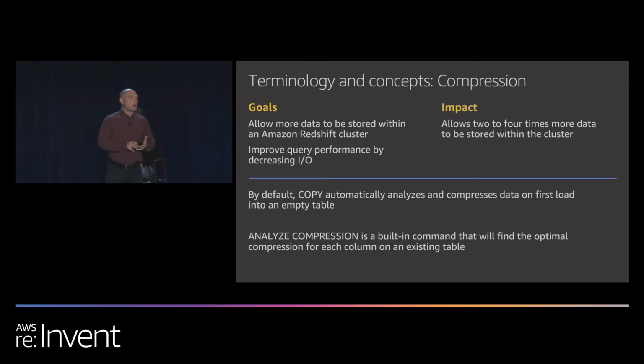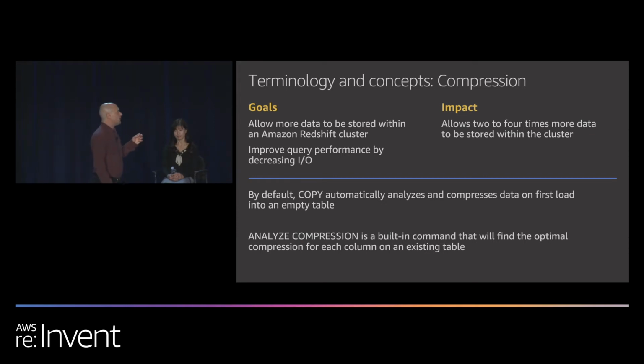The next concept is compression. Compression does two things. One of them is really important, and that is that it allows you to store significantly more data in your Redshift cluster. In Redshift, you can typically store between 3 and 4 times more data than you would if you weren't using compression. The other thing is it actually improves performance as well. For a lot of customers, they get quite a nice performance bump just by adding compression, and that's because we're reducing I/O, and that reduction in I/O results in the performance gain.